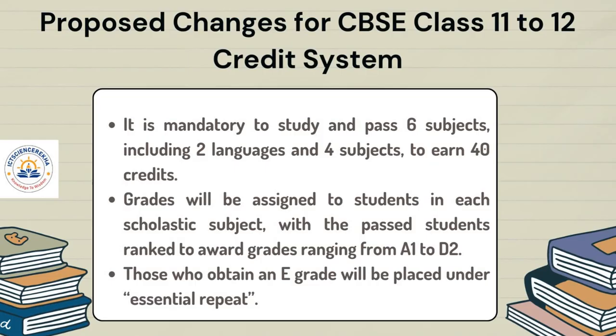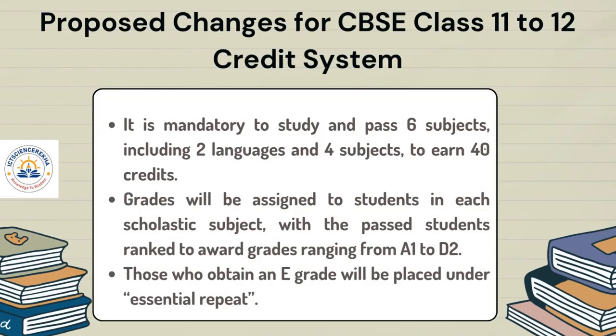Among these, 180 learning hours are allocated to 2 languages, with one being an Indian native language, and 210 hours for the remaining 4 subjects. Students passing 7 subjects will be awarded 47 credits, but the 5th subject is optional.